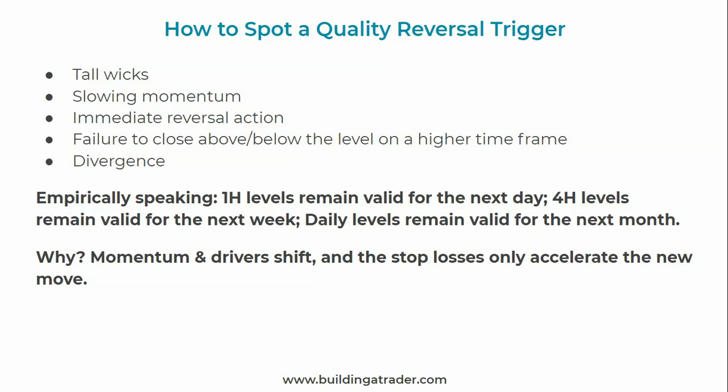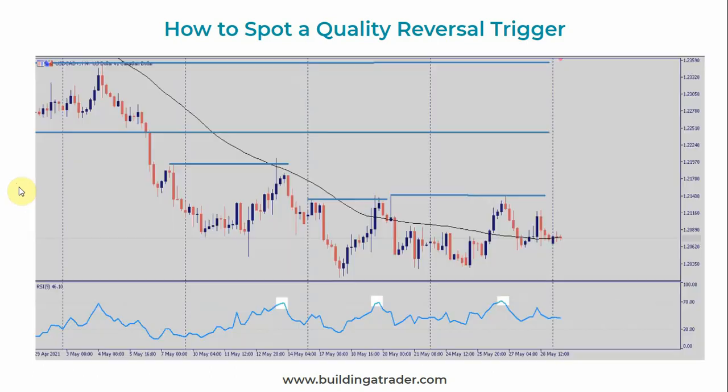Okay, so basically this means that the levels you identify today on the hourly chart are valid for tomorrow, if they're not triggered today. The levels that you identify on the 4-hour chart are valid for this week or next week, but no longer than that, because usually things change. And I don't want you using this to fight a market that is starting to shift its dynamics.